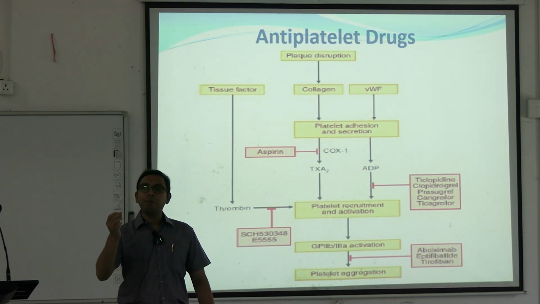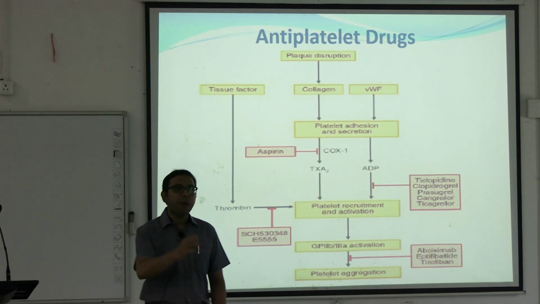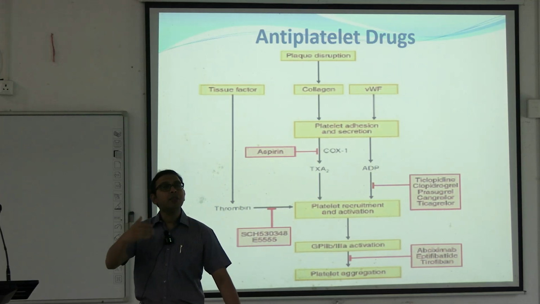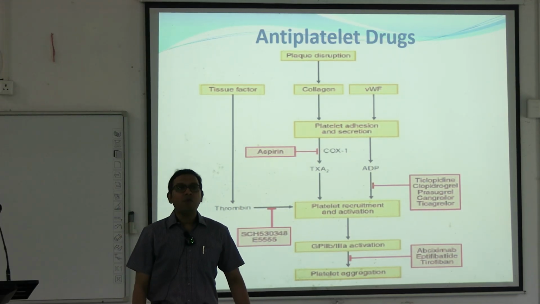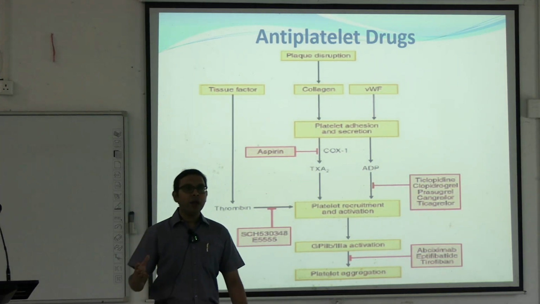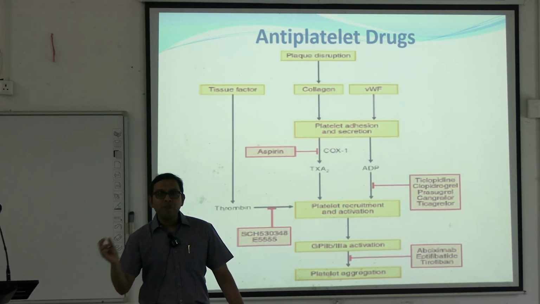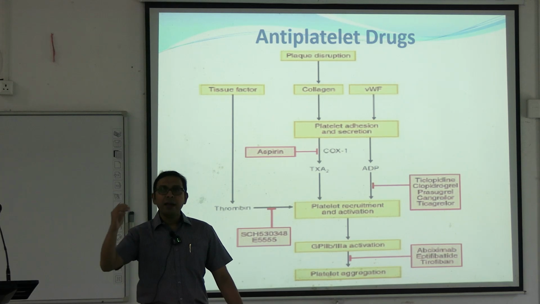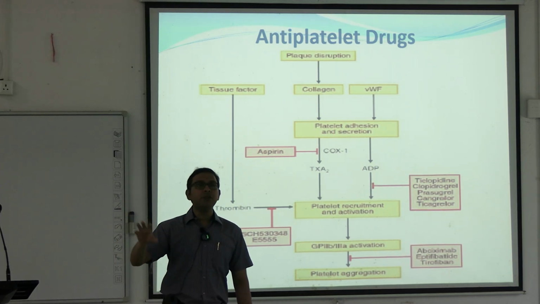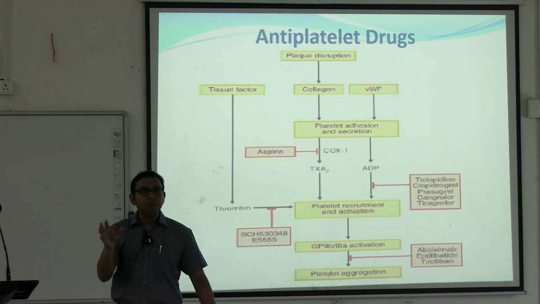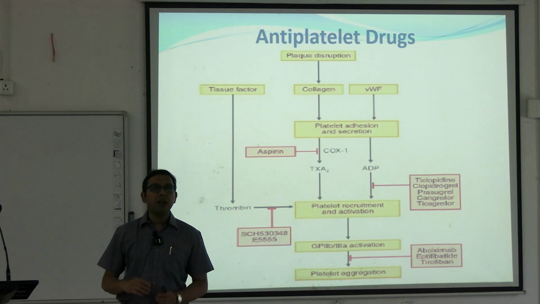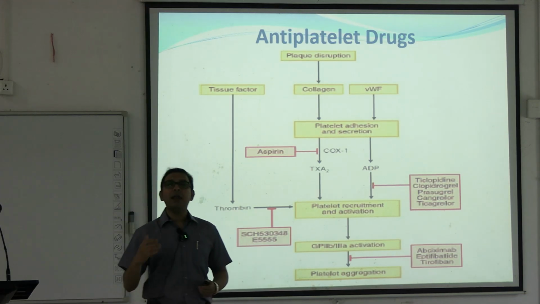There are different materials, either released from the platelet or released from the vascular endothelium, that help in platelet adhesion and aggregation. For example, thrombin, ADP, and fibrinogen. These bind with different receptors on the platelets and help in platelet adhesion and aggregation. So if we block these receptors, or block these materials that cause platelet adhesion and aggregation, that can act as an antiplatelet drug.